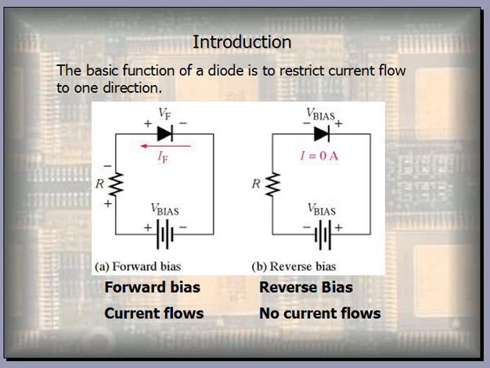The basic function of a diode is to restrict current flow to one direction. Forward bias, as in this direction, and reverse bias, as in this direction. This is a conventional or electron flow that they're showing here.